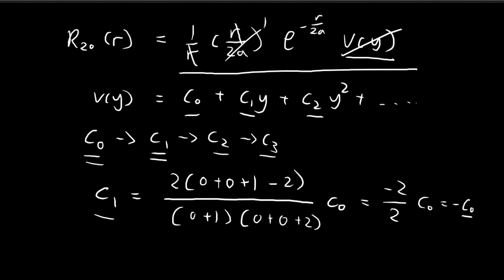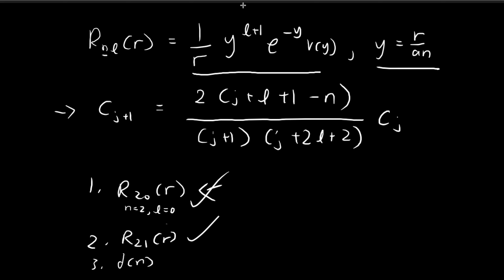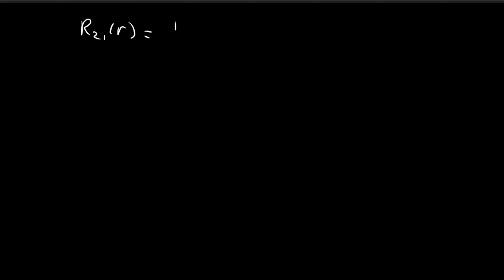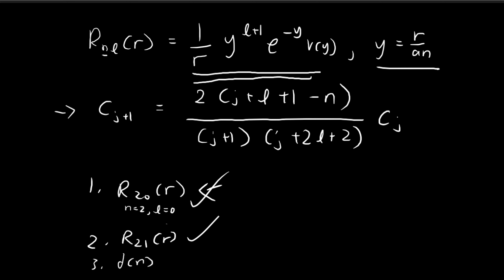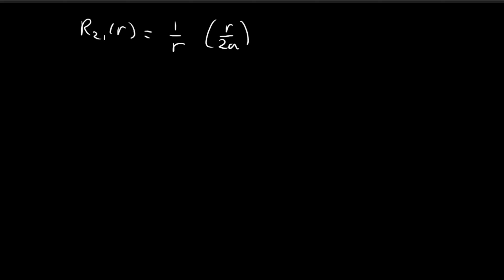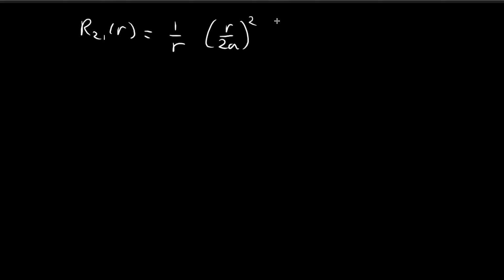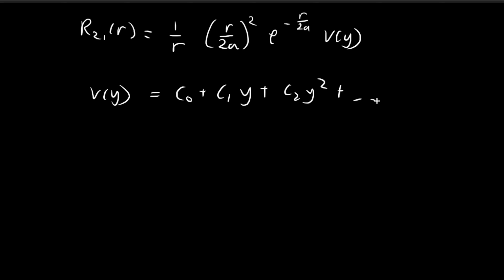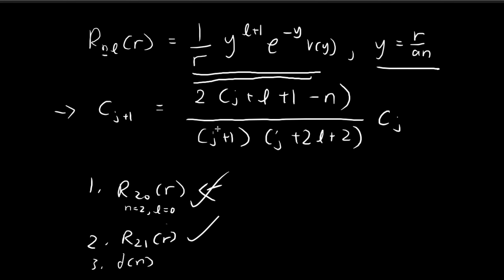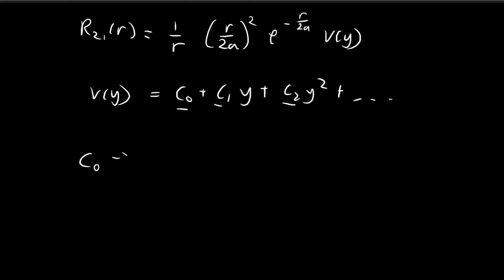So once again, we start off with this formula. So we have 1 over r, and then we have y, which is equal to r divided by 2a. And in this case, L is equal to 1. So we raise this to the power of 2 because it's L plus 1. And then we have e to the power of negative y, so e to the power of negative r divided by 2a, and then times v of y. And then once again, v of y is equal to this summation. And in order to obtain the constants, we once again use the recursion formula.